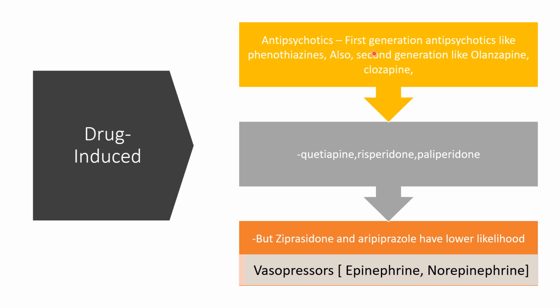Antipsychotics. First generation antipsychotics like phenothiazines. Also, second generation antipsychotics like olanzapine, clozapine, quetiapine, risperidone, paliperidone. But ziprasidone and aripiprazole from the second generation will have a lower likelihood of glucose metabolism derangement.